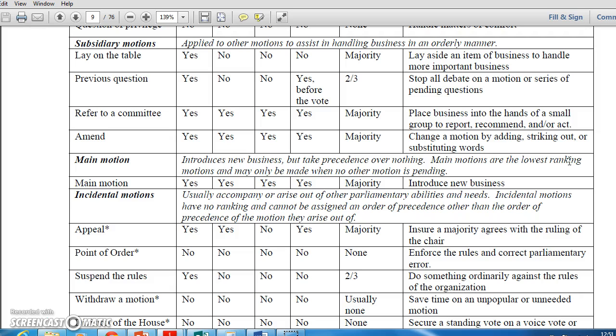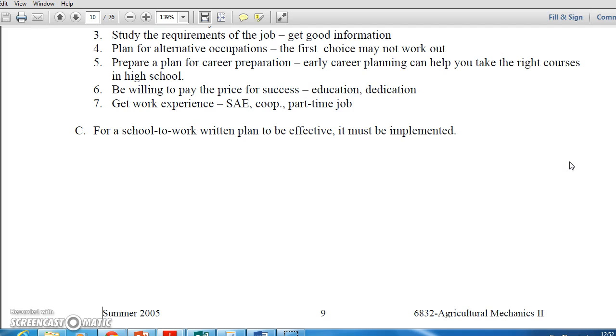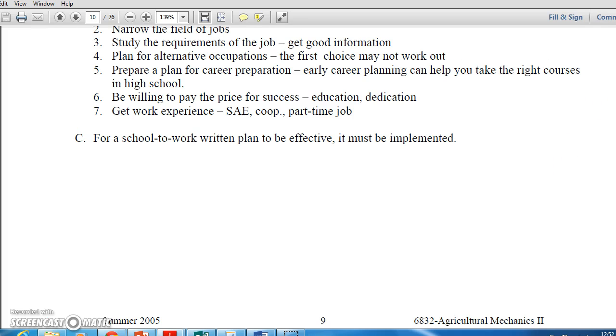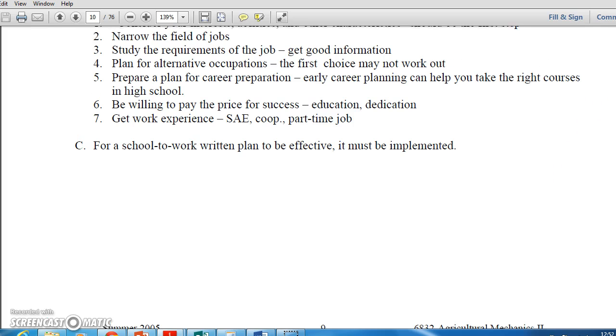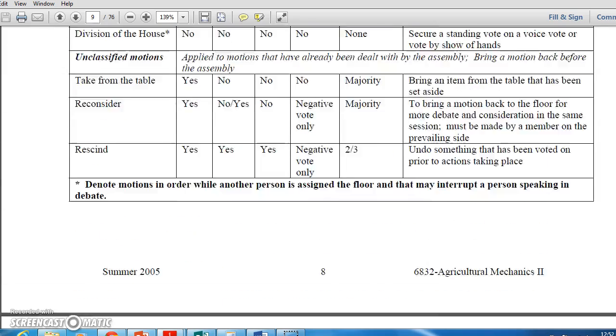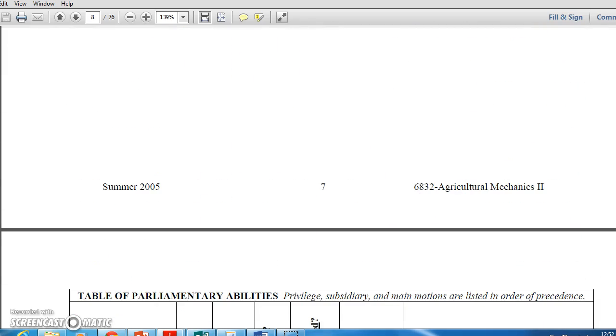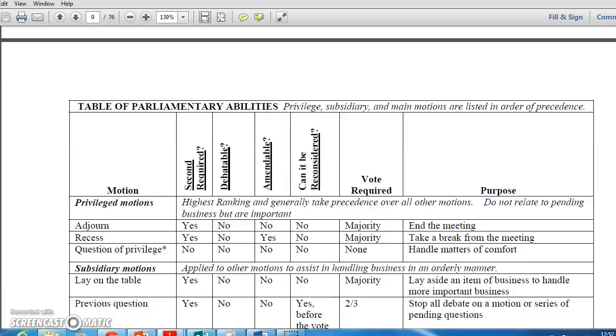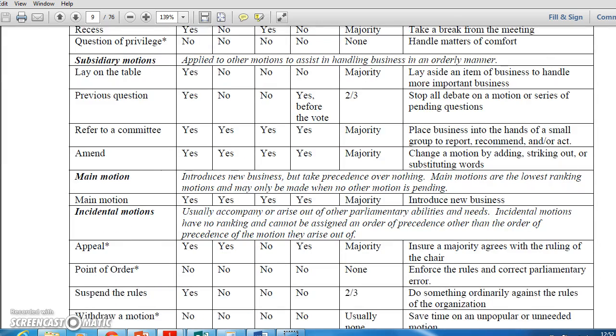Main motions, all they do is introduce new main motions. You do have to make sure that there is no other motion pending when a main motion is made. So the floor has to be completely empty, and we only take on one main motion at a time. Incidental main motions are something that you're using to address something that has happened in the meeting.